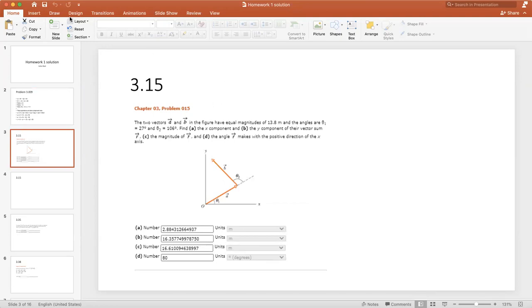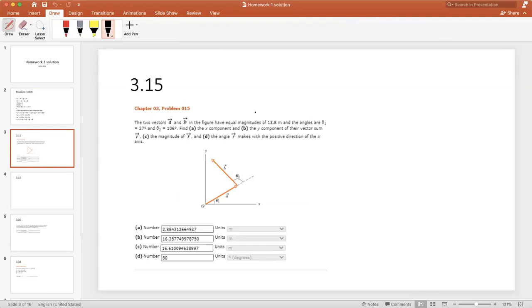This problem has at least one tricky thing that we've got to find. They give you a vector A with a magnitude of 13.8, and the angle here is 27 degrees. Then they tell you that this angle is 106 degrees, and each of A and B has a magnitude of 13.8. What we're going to want to find is R, where R is equal to A plus B. We want the components of R, the magnitude of R, and the angle it makes with the x-axis.